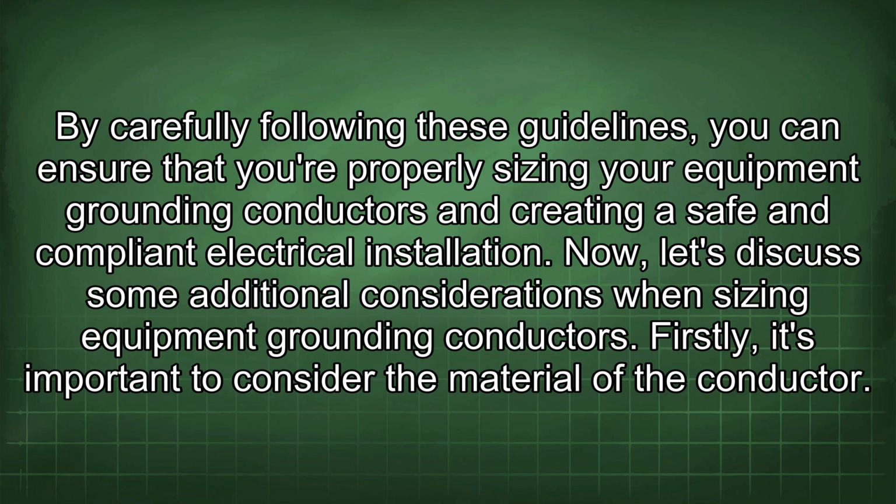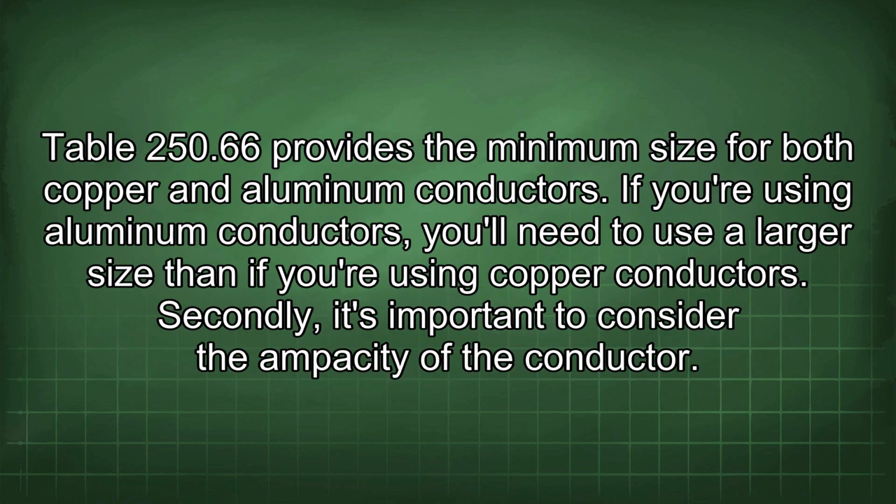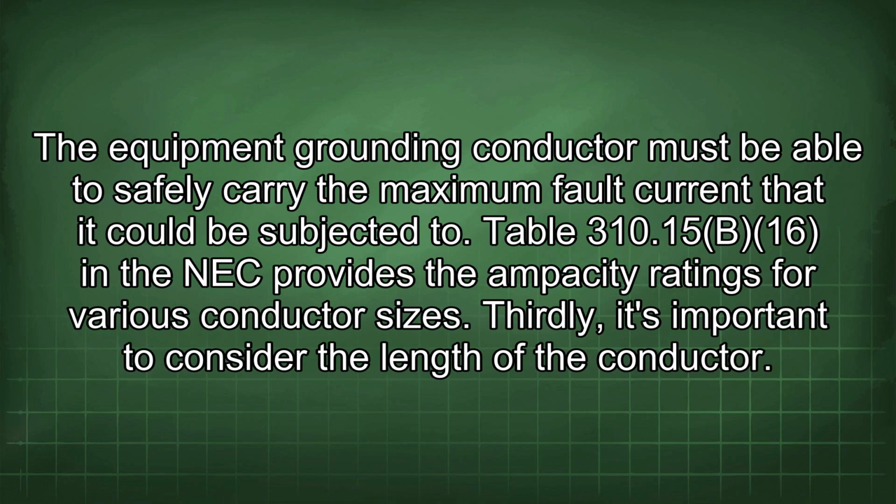Now let's discuss some additional considerations when sizing equipment grounding conductors. Firstly, it's important to consider the material of the conductor. Table 250.66 provides the minimum size for both copper and aluminum conductors. If you're using aluminum conductors, you'll need to use a larger size than if you're using copper conductors. Secondly, it's important to consider the ampacity of the conductor. The equipment grounding conductor must be able to safely carry the maximum fault current that it could be subjected to. Table 310.15(B)(16) in the NEC provides the ampacity ratings for various conductor sizes.